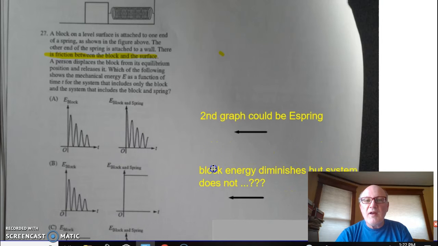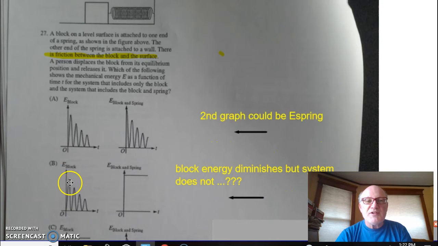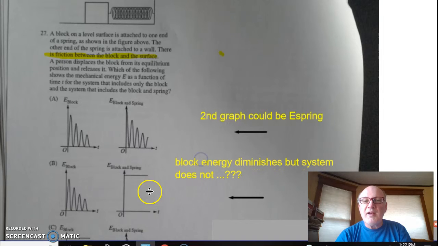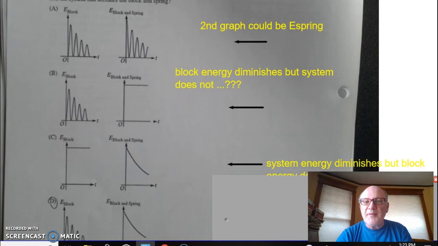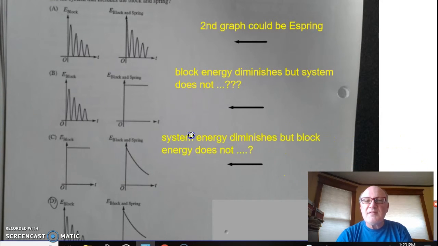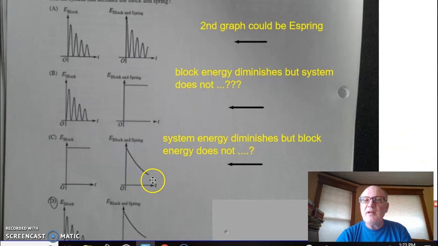Okay. The next one. This is a description of a system where the energy of the block is diminishing, but the energy of the block and the spring is not changing at all. So if the block energy diminishes and the entire system energy does not, then what's happening to this energy here as the energy of the block slowly but surely diminishes? That doesn't seem to make any sense. We could say something similar about this third one, that the system energy seems to be diminishing, but the block energy never changes. And that could be true.